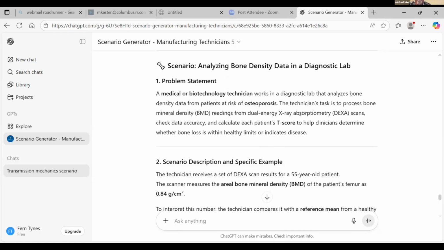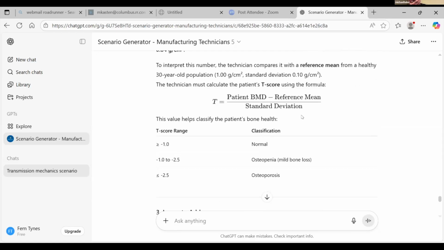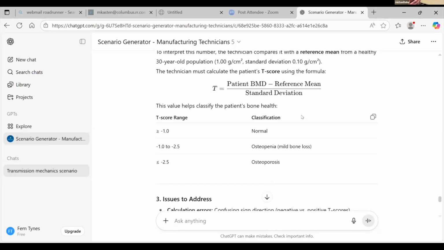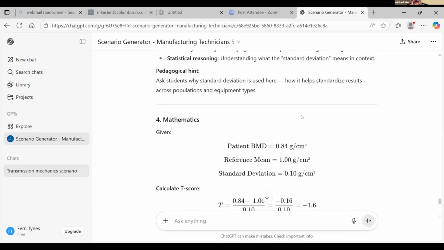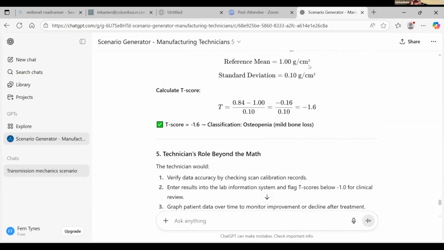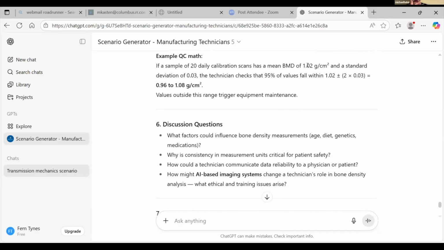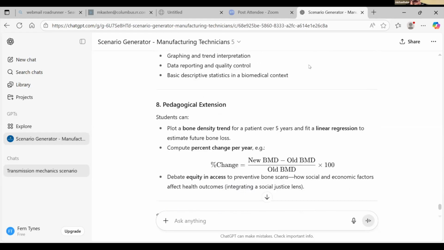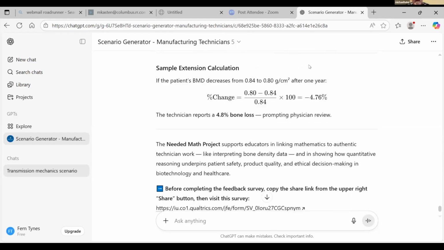So this one was when we put data in. The good thing was that it actually did give us the patient and then some data about the patient. There's a 55-year-old compared to a 30-year-old.